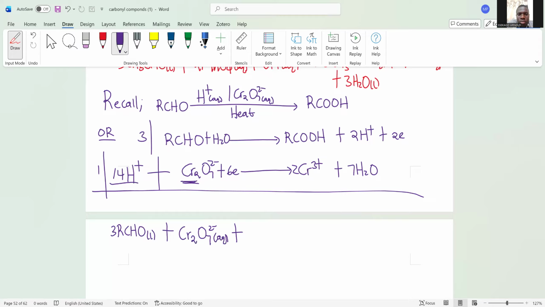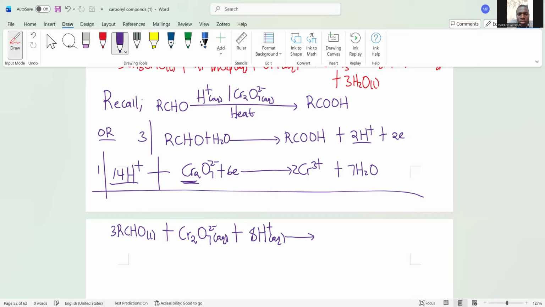See here, these are 14 hydrogens. Then up here I have 3 times 2, those are 6 hydrogens. Since too much hydrogen ions is on the left, the 6 hydrogen ions will go on the left, so that I have 14 minus 6. What is 14 minus 6? It is 8 hydrogen ions.